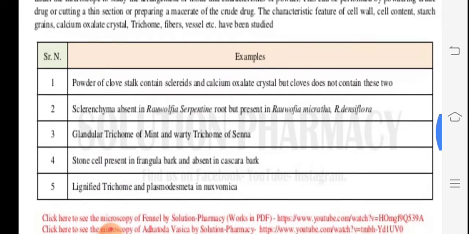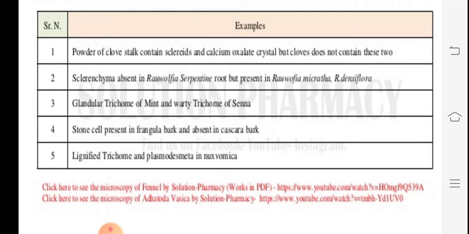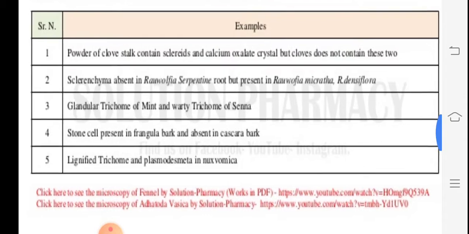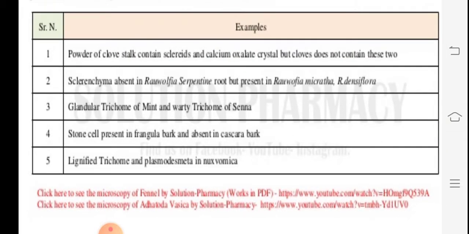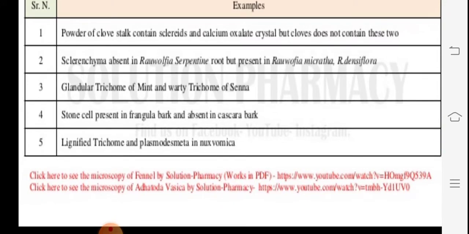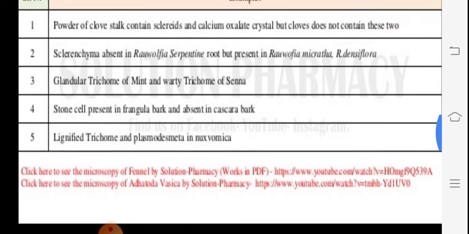For this, the medicinal plant parts are there in the market, and we know some powdered drugs are there. Suppose clove powder, that is lavang, contains sclereids and calcium oxalate crystals. Sclerenchyma is absent in the Rauwolfia serpentina root but present in Rauwolfia micrantha. Generally these species occur naturally in abundance, therefore they are easily mixed in powder form.